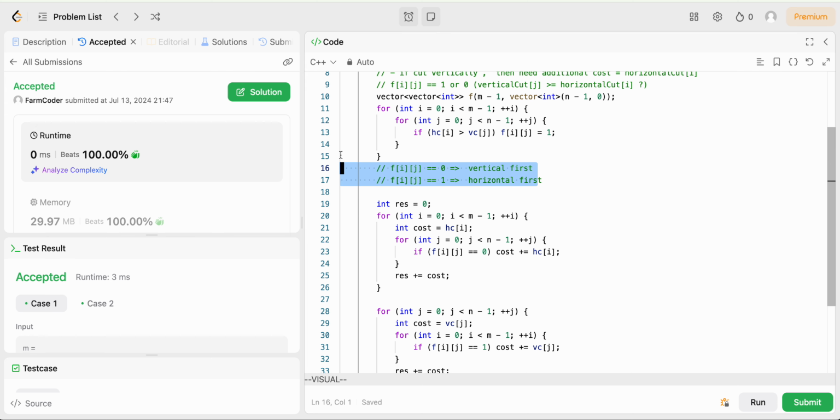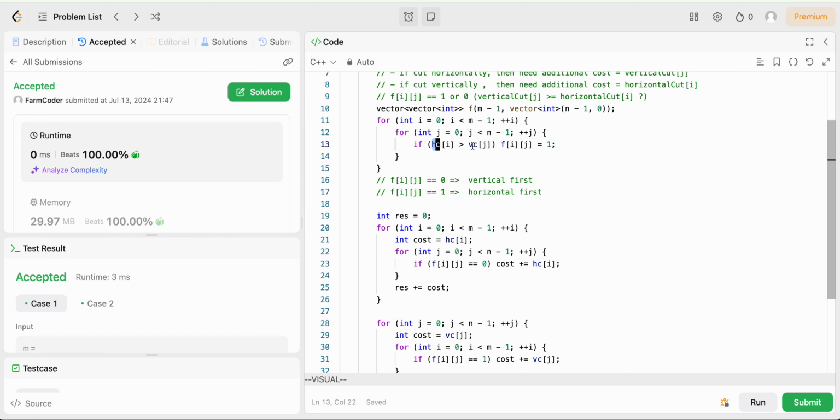So let's see it here. If HC is greater, then actually we want to avoid cutting from HC, right? We need to cut horizontal first, right? So we can avoid cutting several times. If HC is smaller, then it's this condition. We'll do the vertical first. Okay, and that's it for this problem.